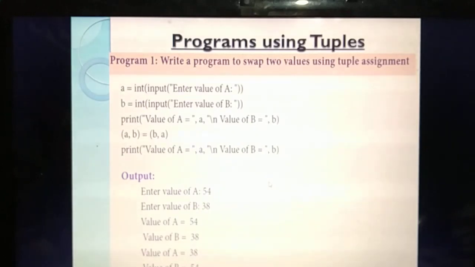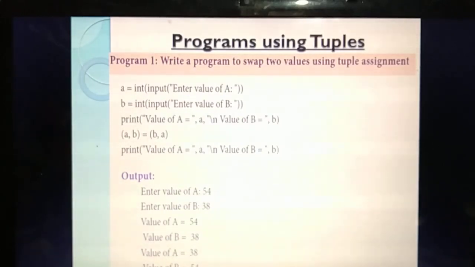Two values you are giving. For example, A equal to B, B equal to A. What value you are assigning to A, that value is assigned to B. What value you are assigning to B, that value is assigned to A. That is called swap. So you are going to write a program to swap two values.